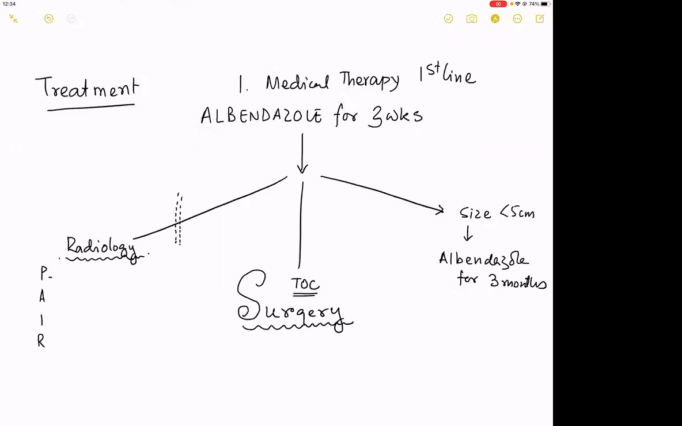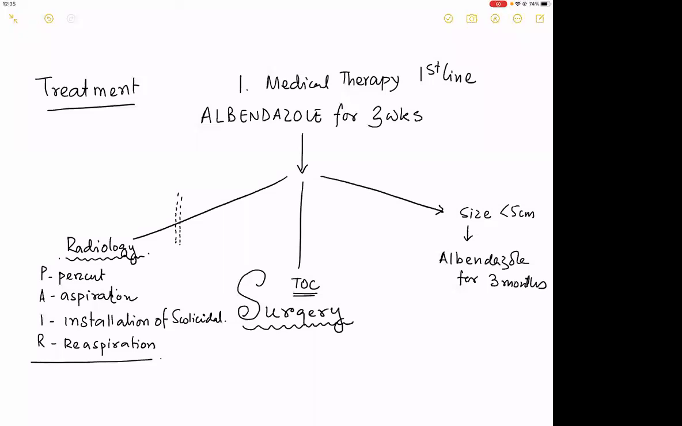What is the full form of PAIR? Percutaneous aspiration, injection, aspiration. Very good. Aspiration, instillation of scolicidal and re-aspiration. Bas. Okay. Completed writing?